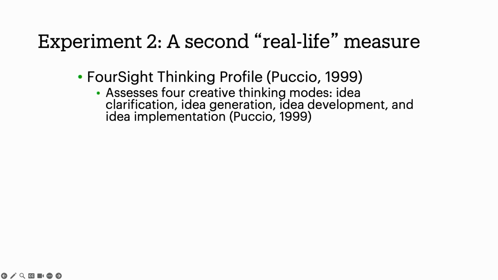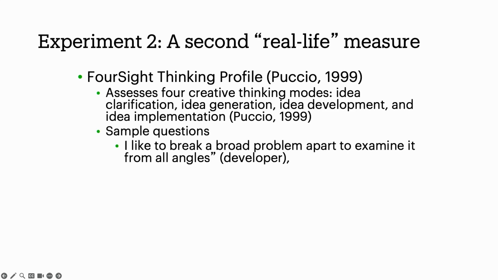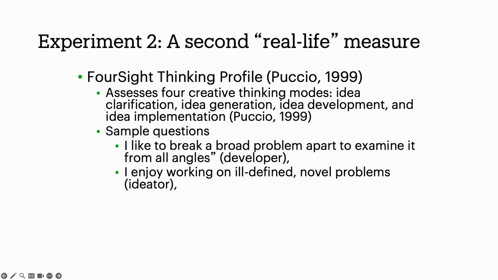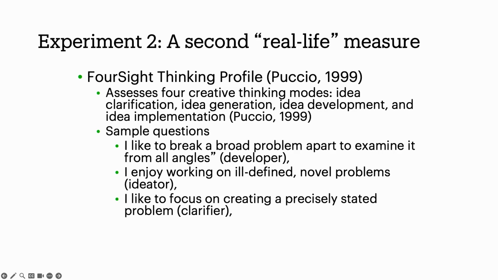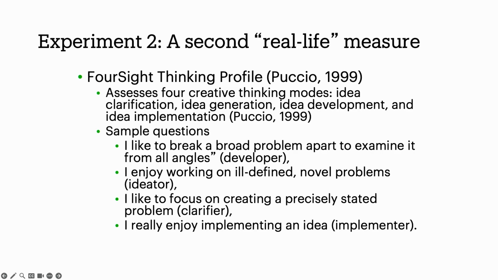We also used something called the Foresight Thinking Profile, which assesses different thinking modes, like idea clarification, generation, idea development, and idea implementation. So "I like to break a broad problem apart and examine it from all angles" would be a developer. "I enjoy working on ill-defined novel problems" would be an ideator. "I like to focus on creating a precisely stated problem" is a clarifier, and "I really enjoy implementing an idea." So which of these four categories do you think ADHDs are more likely to fall into? Ideator, good, yes. All right, so they got a score on each type of thinking style.